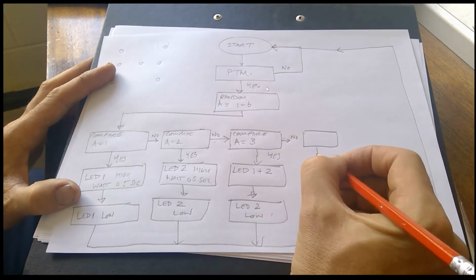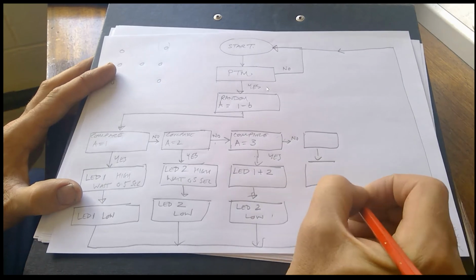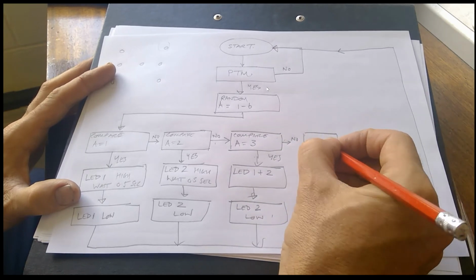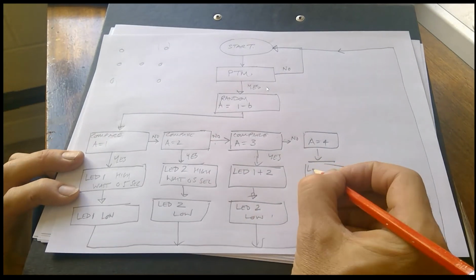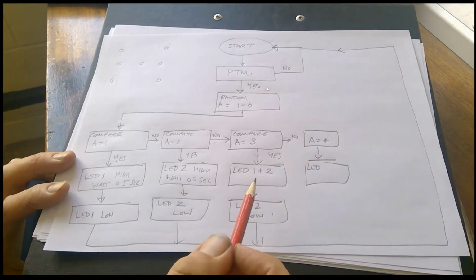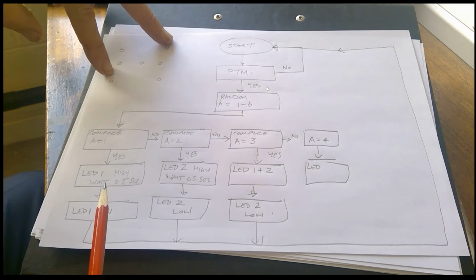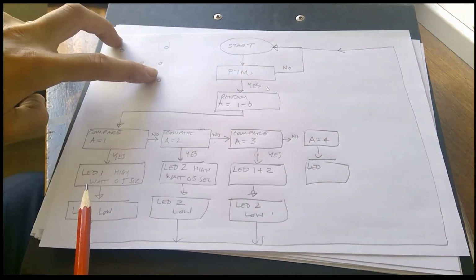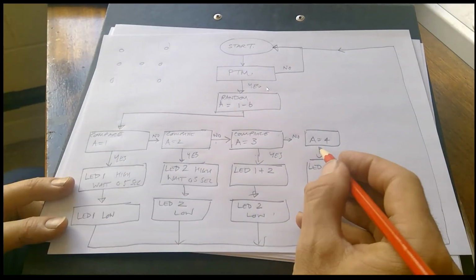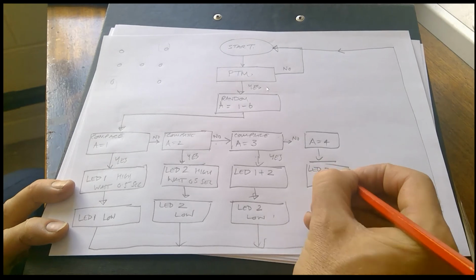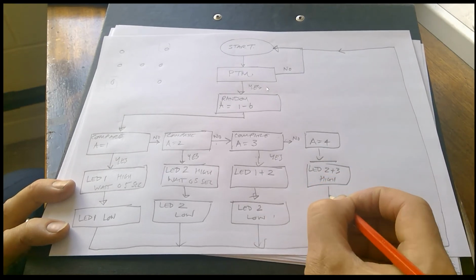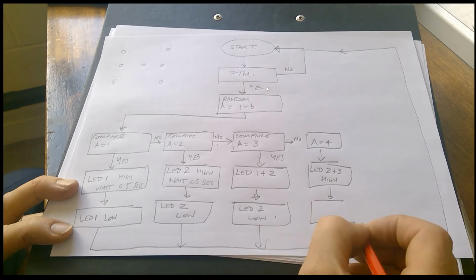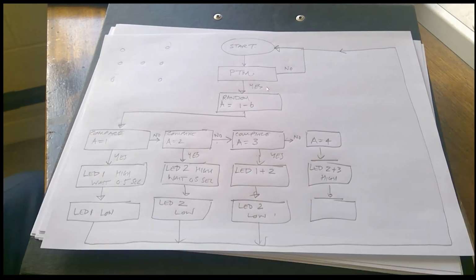Now, of course, we can do the same thing here, and that's going to be 4, isn't it? So a equals 4. If a equals 4, then LED 2 needs to come on, but also we've got to create another set of LEDs, which will be LED 3. So LED 2 plus 3 goes on high. I'm going to leave the rest for you. I'm sure you get the idea, but of course a has to equal 5 and 6.